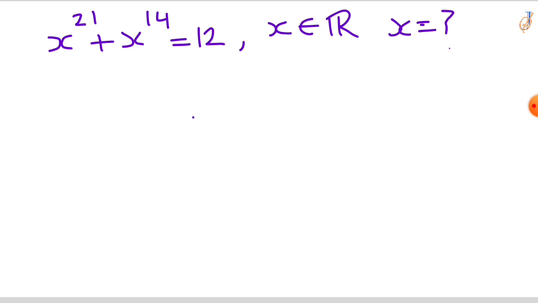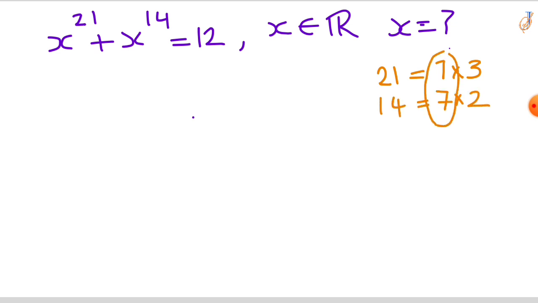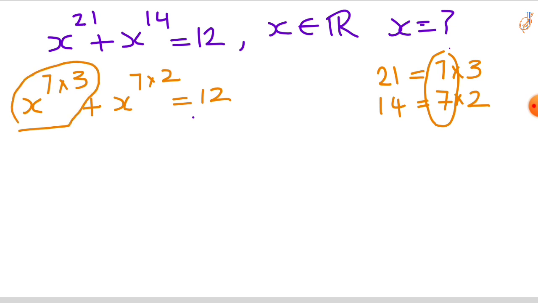21 and 14 are multiples of 7, isn't it? 21, we can write as 7 times 3. And 14, we can write in terms of 7, that is 7 times 2. Here we have 7 and 7 as common. So let's write it here: x raised to the power of 7 times 3 plus x raised to the power of 7 times 2 is equal to 12.